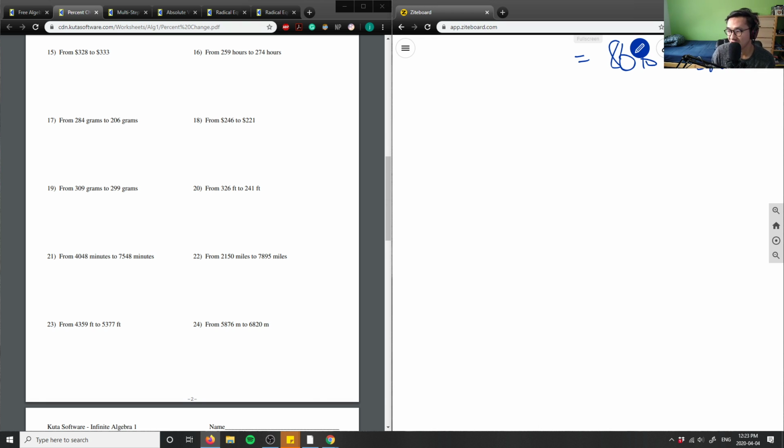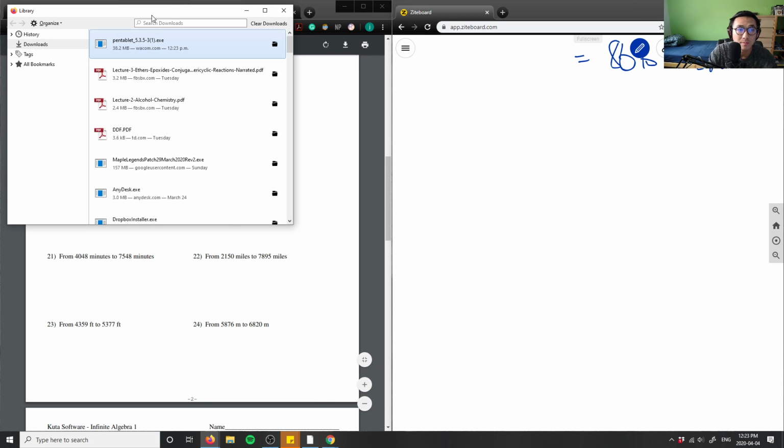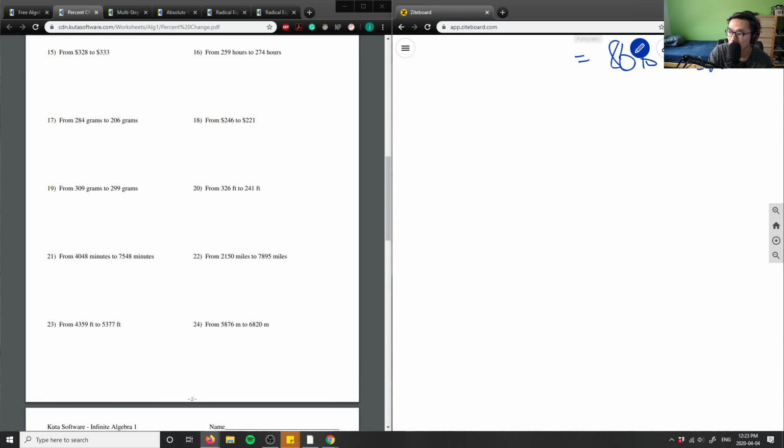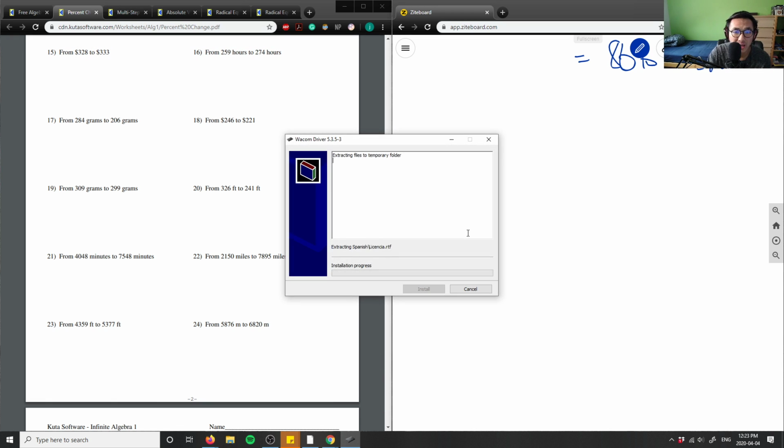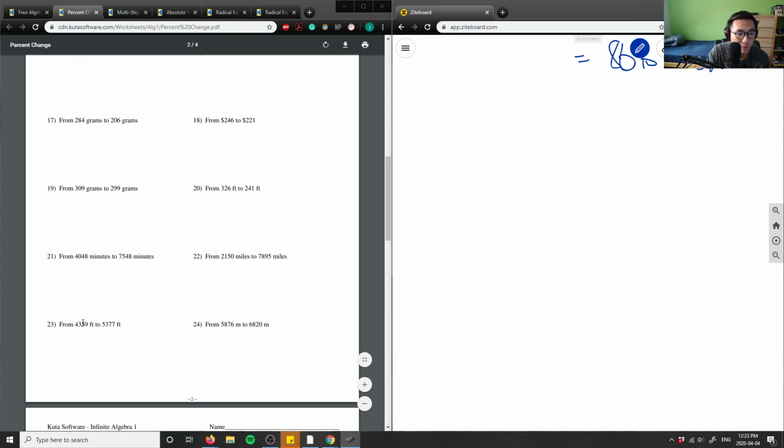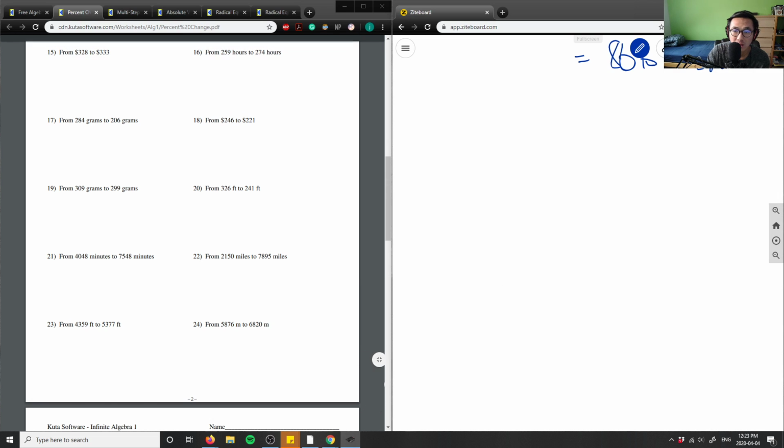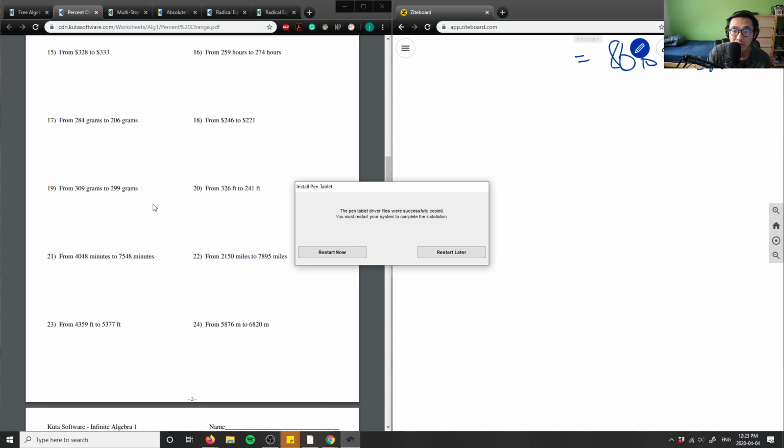So again, is this a percentage increase or percentage decrease? What are the numbers saying in this case? This would be a percentage increase, right? I have here 4,359 to 5,377, so it's a percentage increase. My first step is to find the difference, so I have to subtract both of these numbers.